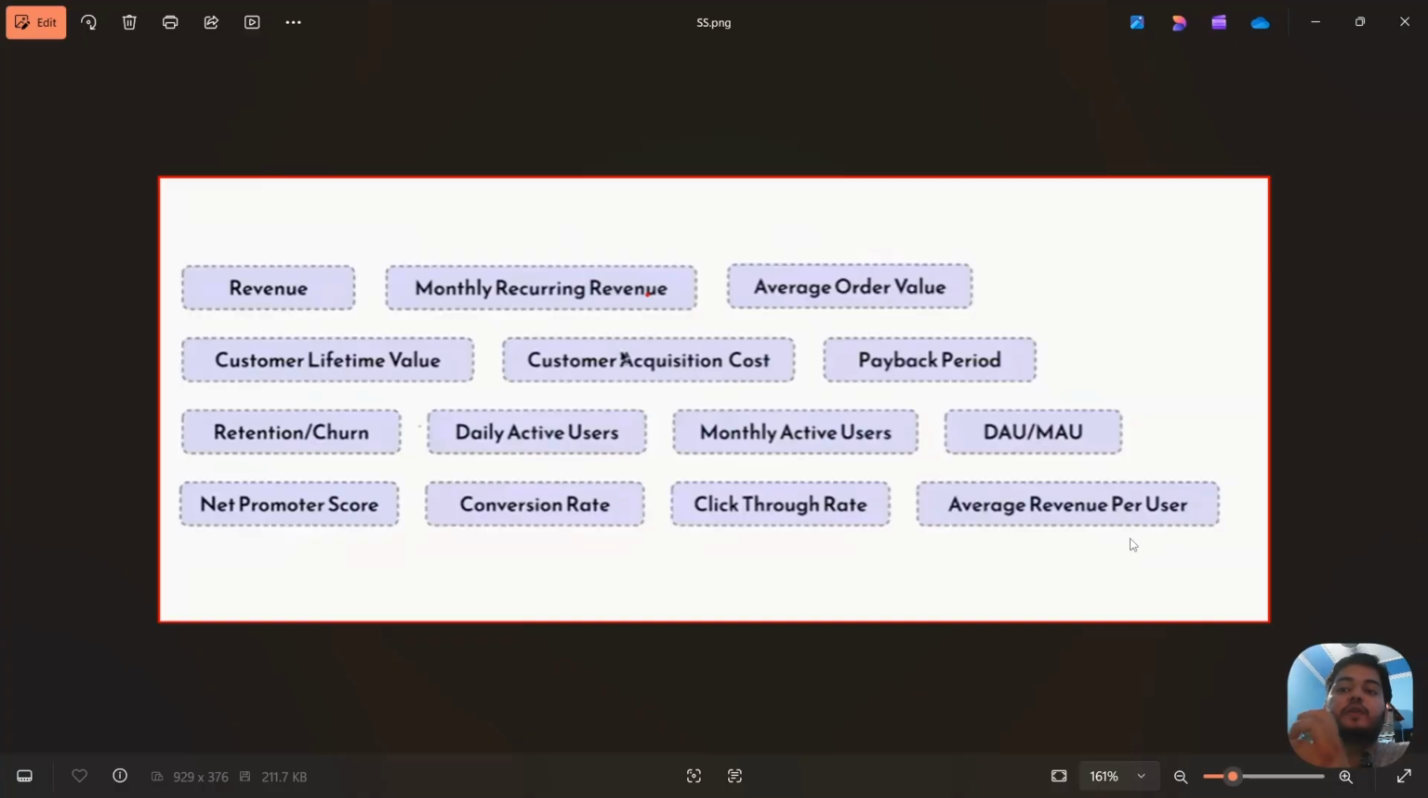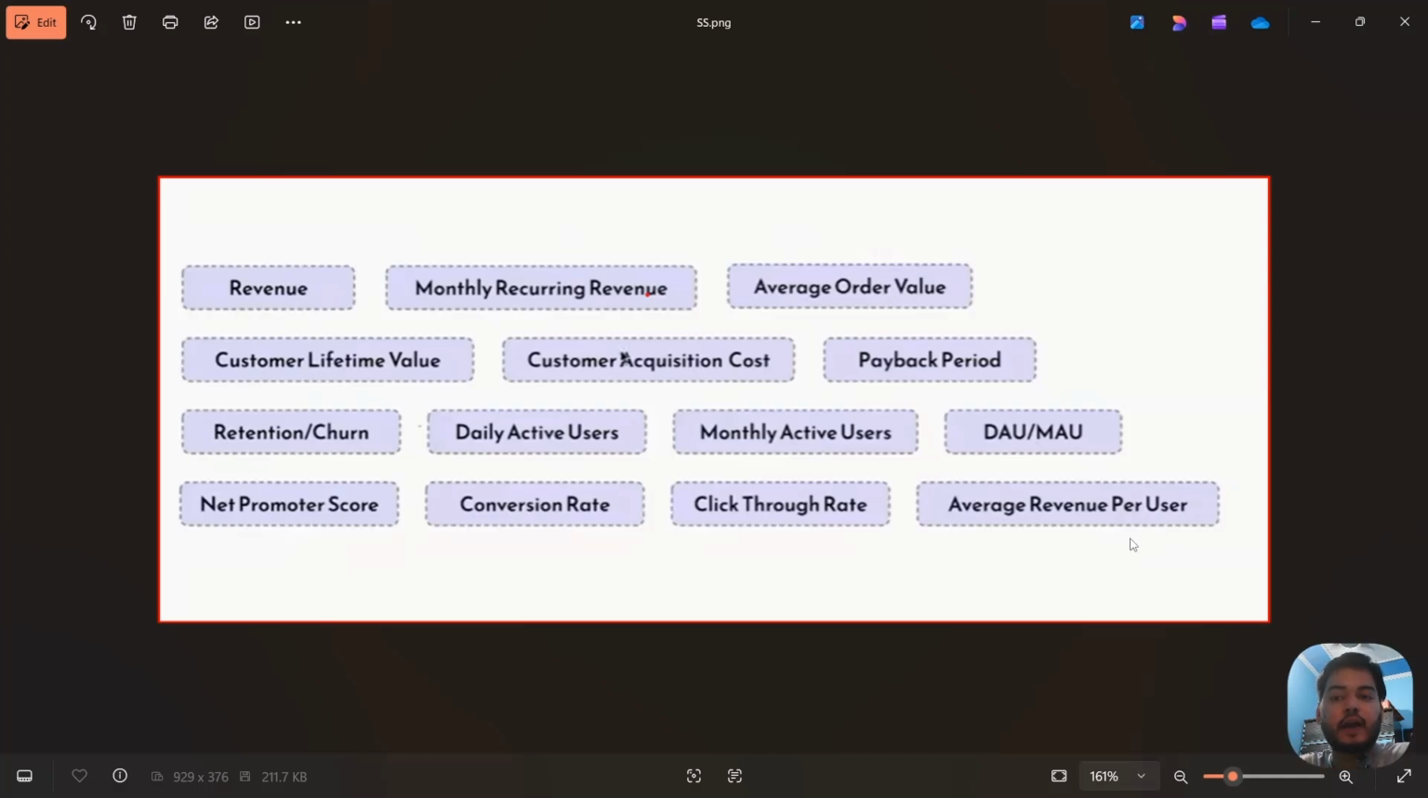The average amount a customer spends each time they place an order is your average order value. The total revenue a business expects to earn from a customer throughout their relationship is your LTV, lifetime value. It is one of the important metrics that falls in every B2C scenario or B2C company.